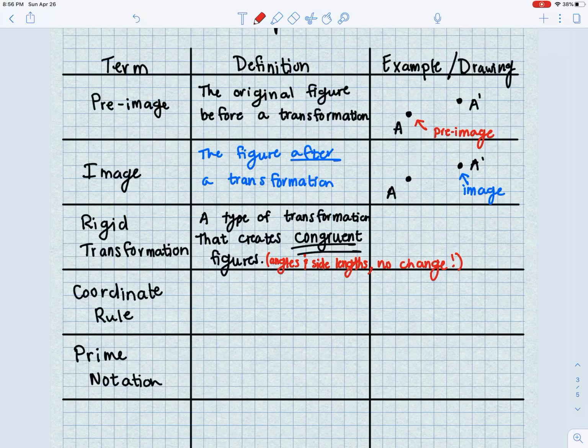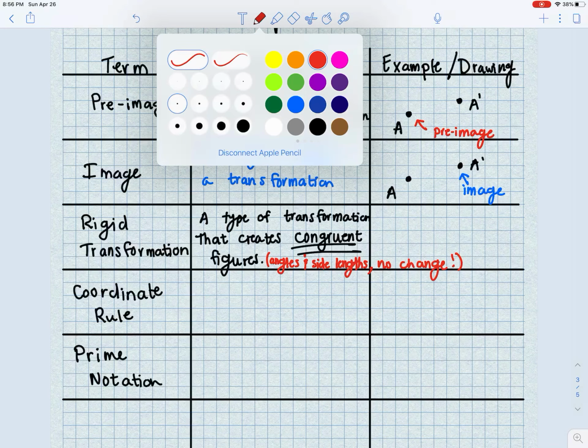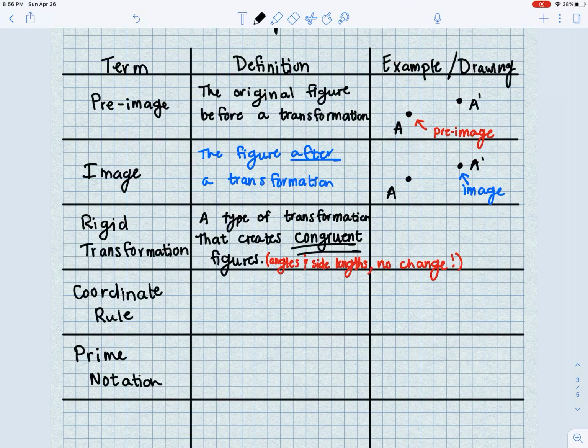There is no change when it comes to the angles and the side lengths. So our shapes remain the same size, and that is very important. So for the example or drawing, there are 3 types of rigid transformations we're going to look at. And I'm going to bullet point them here. First one is called a translation. Another word for this is a slide.